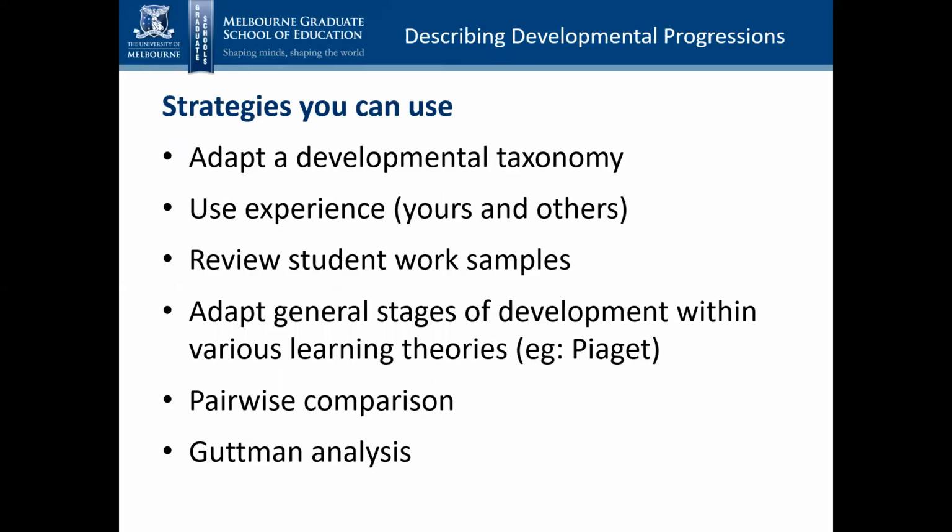There are some developmental progressions that are published in the research literature. Typically, these are in the areas of science and maths where there's been a great research focus on progression. They're less likely to be found in other subject matter areas. So if you have the need for a developmental progression, but you can't find one from the research literature, how could you make one yourself? Well, here are 6 strategies that you could use.